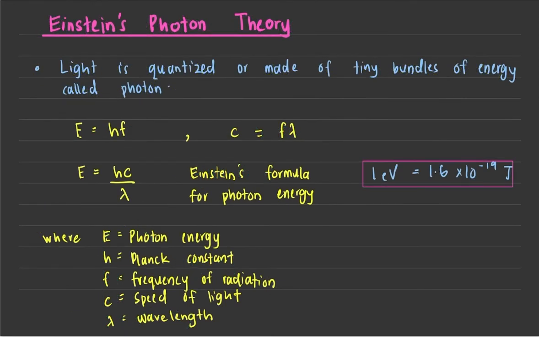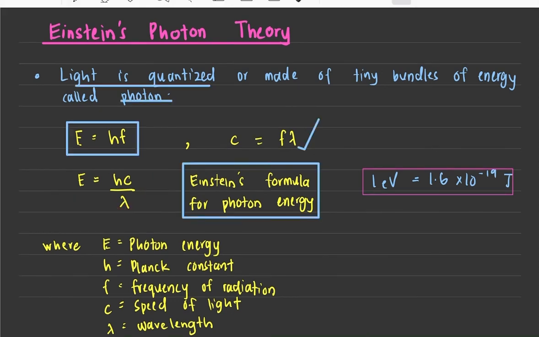5 years later, Einstein suggested that light is quantized or made of tiny bundles of energy called photons. Each photon of frequency f has a discrete energy given by E equal to hf. Since the speed of light in vacuum is c equal to f lambda, thus we get E equal to hc over lambda. This is the Einstein formula for photon energy, where E is the photon energy, h is the Planck constant, f is the frequency of radiation, c is the speed of light, and lambda is the wavelength.